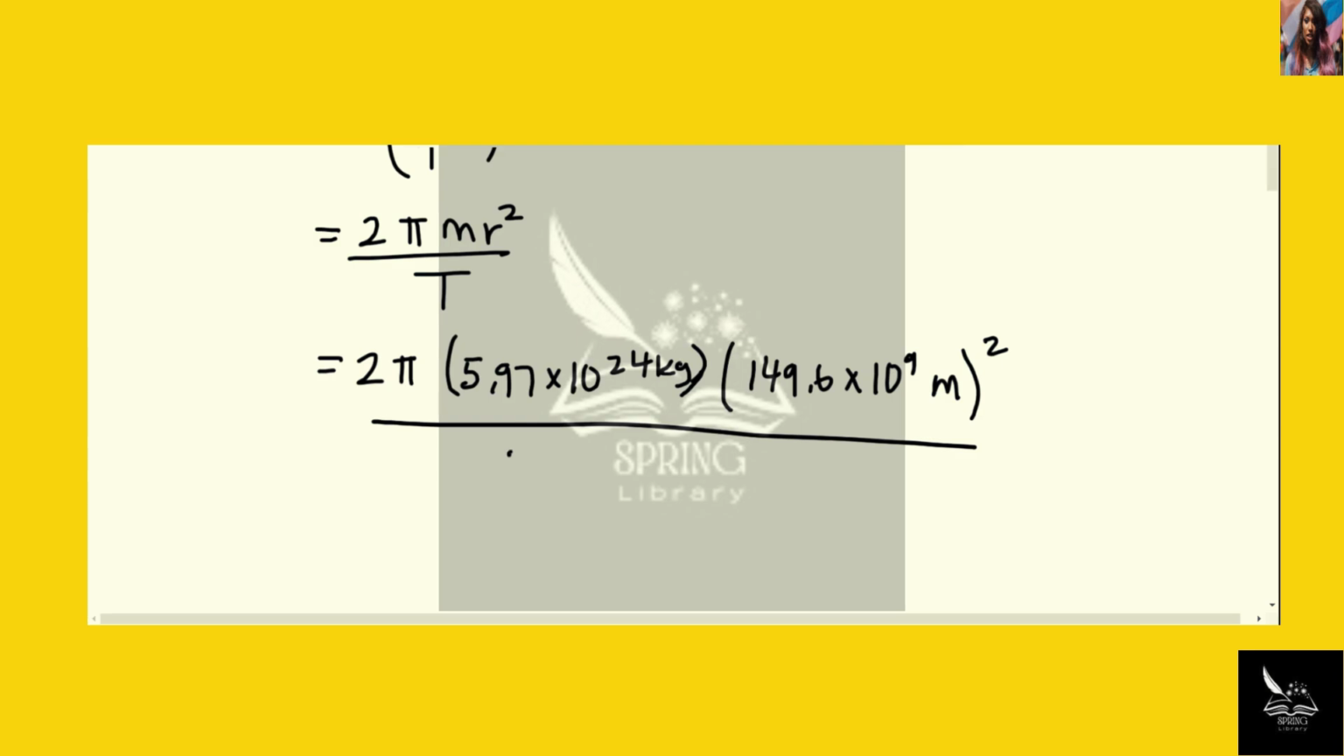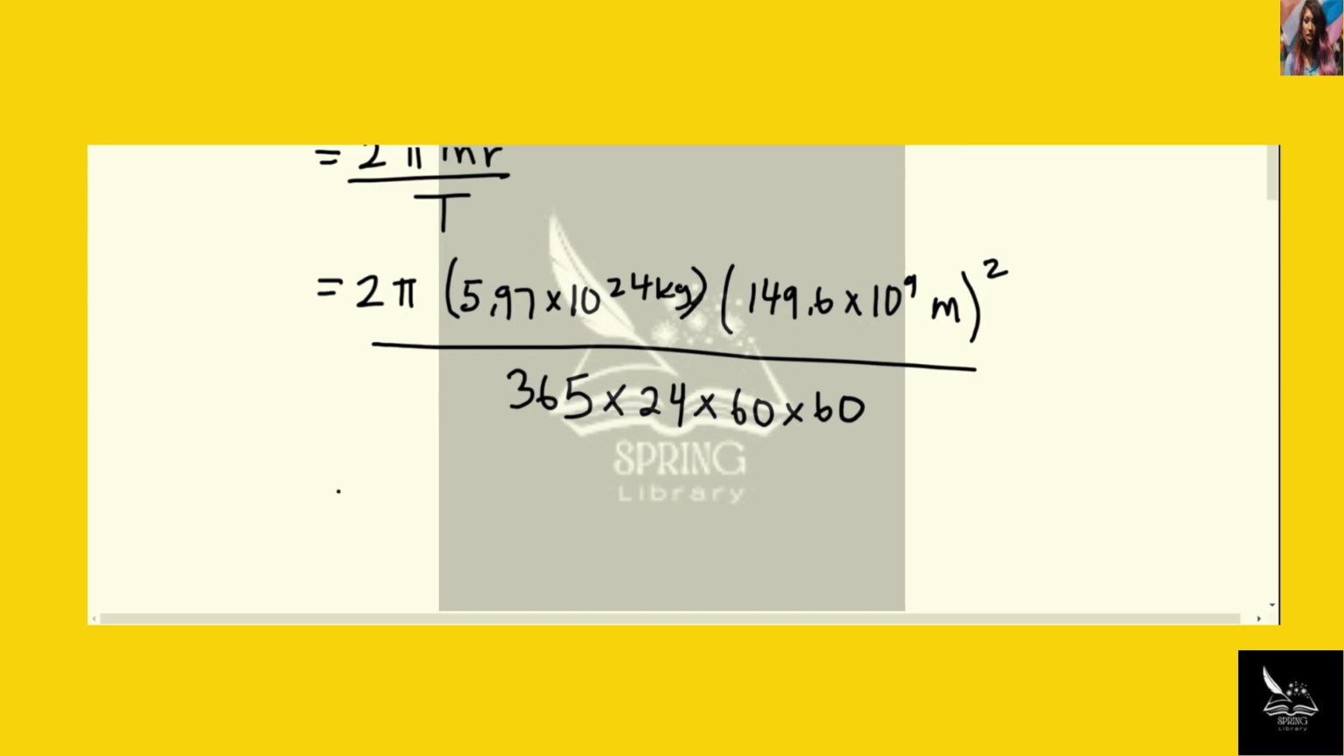We know that the period is 365 days. It takes a year for the Earth to complete one orbit around the Sun. But we're going to convert that into seconds because that's our standard unit. So 365 days times 24 hours in a day times 60 minutes in an hour times 60 seconds in a minute. That will get us our period in seconds.